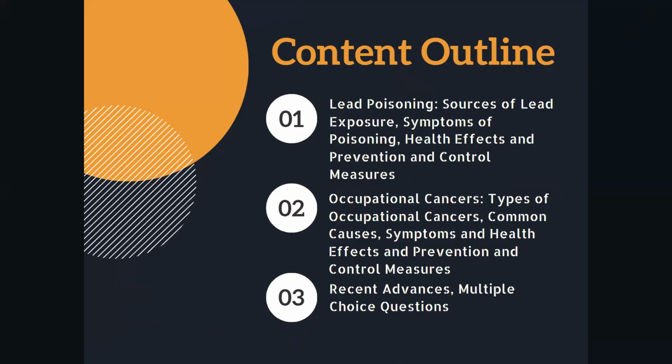Content outline. Number 1, lead poisoning: its sources of lead exposure, symptoms of poisoning, health effects, and prevention and control measures. Number 2, occupational cancers: types of occupational cancers, common causes, symptoms and health effects, prevention and control measures, and recent advances and multiple choice questions.